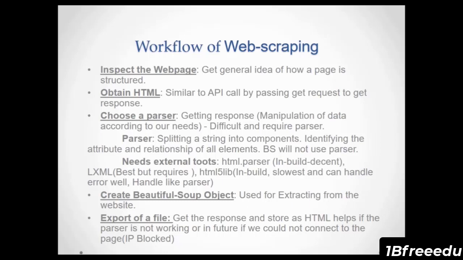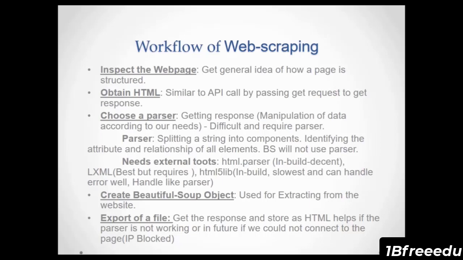Then we'll see what tools we are using for a parser. Predominantly we have 3 tools. One is HTML.parser, another one is LXML, and the third one is HTML5lib. HTML.parser is an inbuilt parser. It is a decent parser. It will not have complex tools, and if the HTML text contains complex elements, it is tough to handle using HTML parser. So it is the most basic parser of the 3.